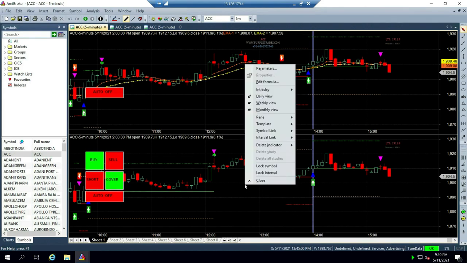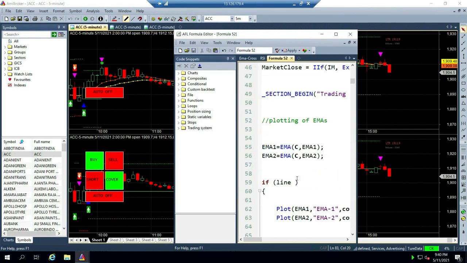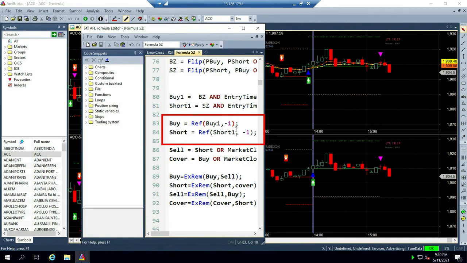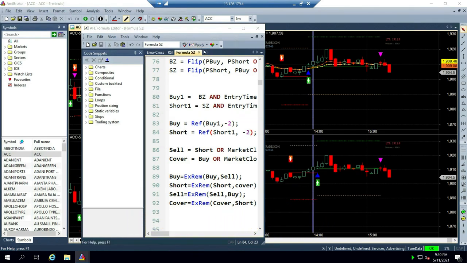For example, if I go back to the AFL, go to edit formula, scroll down, and here instead of -1, if I keep it as -2 and -2, it will go ahead by 2 candles. Now as soon as I click on apply, see, the candles for buy and short have shifted.